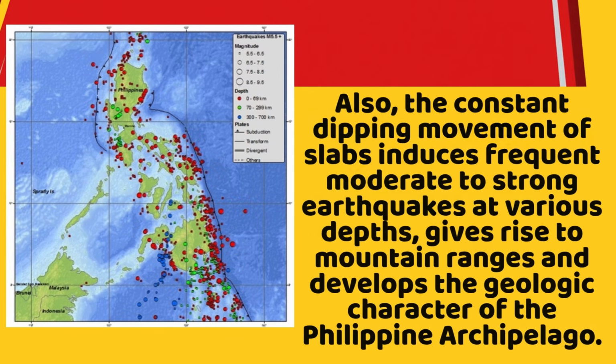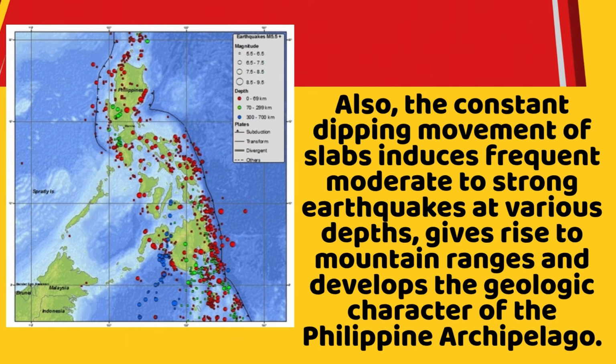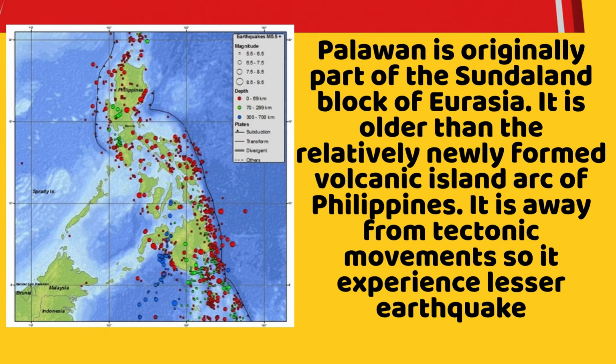Also, the constant dipping movement of slabs induces frequent moderate to strong earthquakes at various depths, gives rise to mountain ranges, and develops the geologic character of the Philippine archipelago. Palawan is originally part of the Sundaland block of Eurasia. It is older than the relatively newly formed volcanic island arc of the Philippines. It is away from tectonic movements, so it experienced fewer earthquakes.